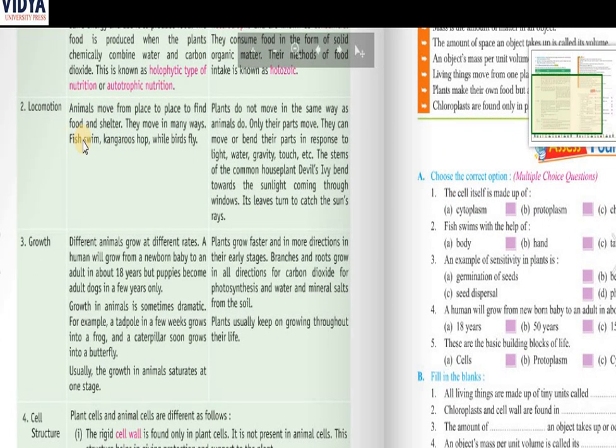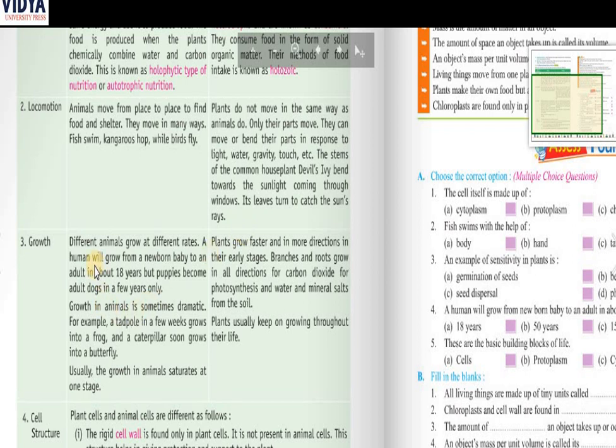So locomotion: animals move from one place to another to find food and shelter. They move in many ways. Fish swim, kangaroos hop, while birds fly. This is for the animal part. Now locomotion in plants. Plants do not move in the same way as animals do. Only their parts move. They can move or bend their parts in response to light, water, gravity, touch, etc. The stems of the common houseplant, Devil's ivy, bend towards the sunlight coming through windows. Its leaves turn to catch the sun's rays.